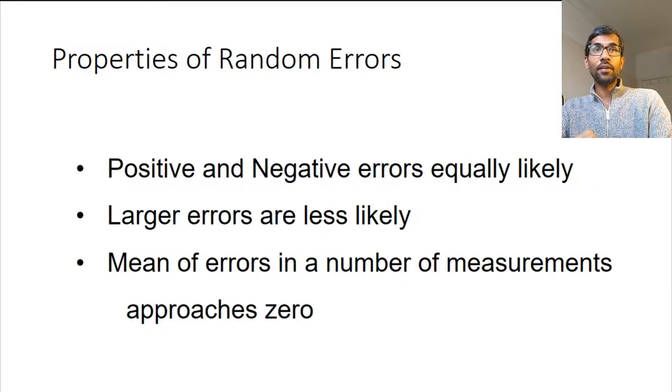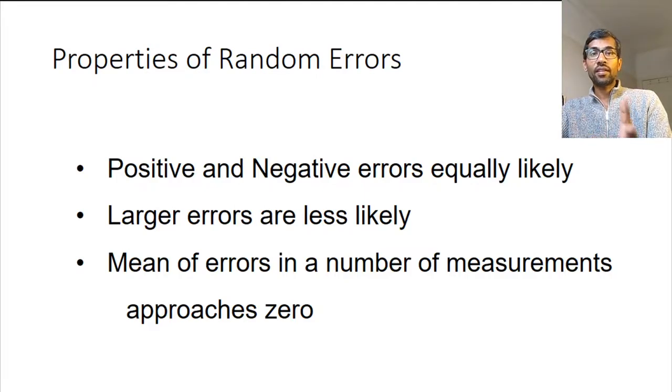Okay, random errors basically have a few properties. The properties are that positive and negative errors are equally likely, right? Larger values of errors are less likely than smaller values of errors. And if you take repeated measurements, the mean of the errors approaches zero.